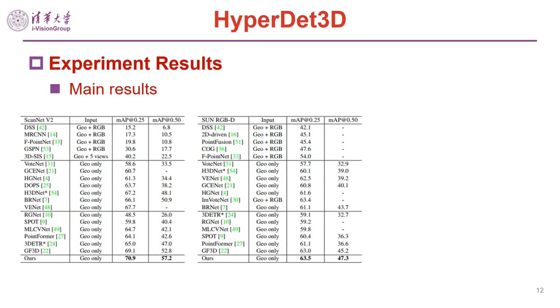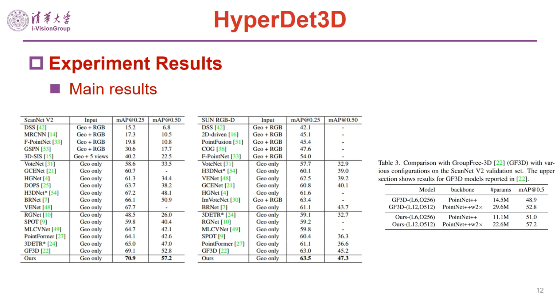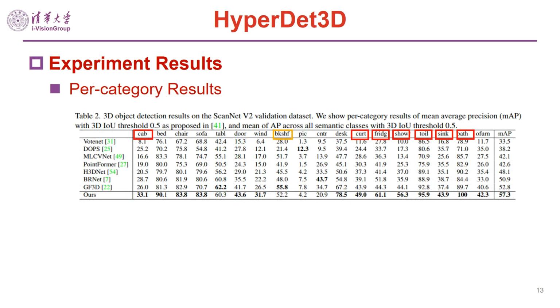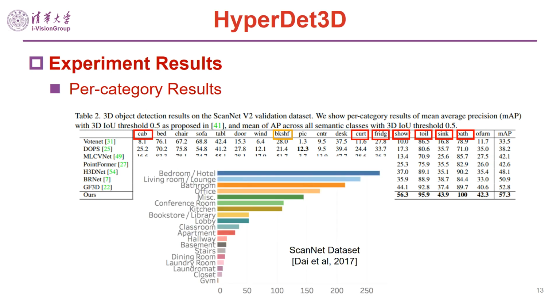Compared to previous object-based and relation-based methods, our HyperDet3D achieves state-of-the-art performance on two widely used 3D object detection benchmarks, ScanNet and SunRGBD. Also, due to the usage of hypernetworks, our model is smaller than the previous state-of-the-art while achieving better results. From the per-category results, we can see significant improvements on categories which are more dependent on the scene prior, such as bed, fridge, bathtub and so on. The exception is bookshelf, which we infer is due to the scarcity of library scenes.